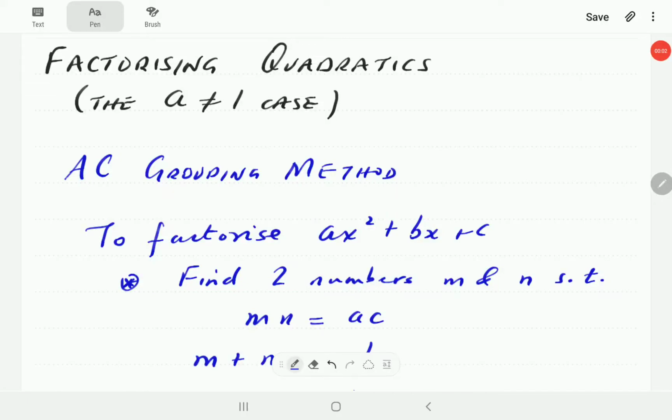Okay, in this video we're going to look at how to factorize quadratic expressions where the coefficient of x squared is different from 1. We're going to start off with the so-called AC grouping method, and then we're going to present a method which I have called the AC compact method, which I think is somewhat less risky than the grouping method for our students.